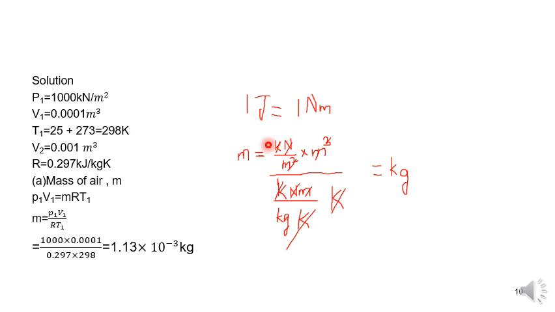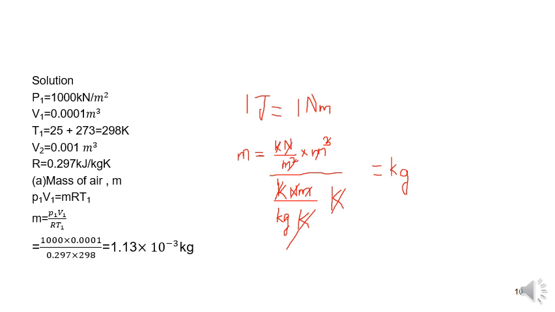So here write the pressure units. Pressure units kilonewton per meter square, volume units meter cube, and R units kilojoule. Joule is 1 Newton meter by kg Kelvin. So Kelvin, Kelvin get cancelled, kilo, kilo get cancelled, Newton, Newton get cancelled, meter square, meter cube means 1 meter is there. So here 1 meter and 1 meter get cancelled and the remaining term is kg. This kg is in the denominator of the denominator, so it goes to the upside, in the numerator is kg. So this is the mass.